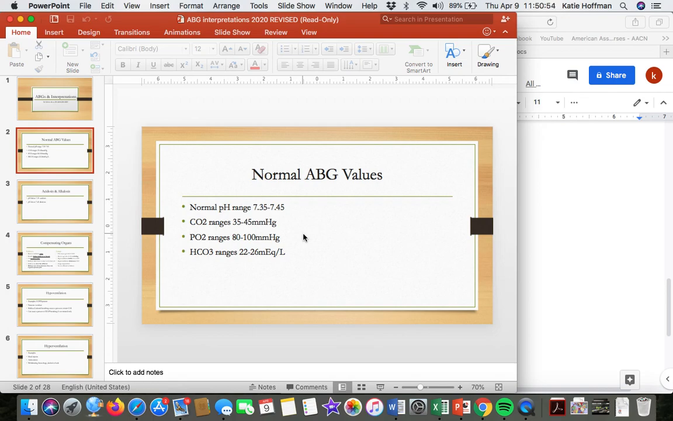So less than or equal to 7.35, you're going to be in an acidotic state. Alkalotic is going to be higher. So 7.45 and up, you're going to be in an alkalotic state. Once you determine if your patient is in an acidotic or alkalotic state, you have to figure out if the origin is metabolic or if it's respiratory.